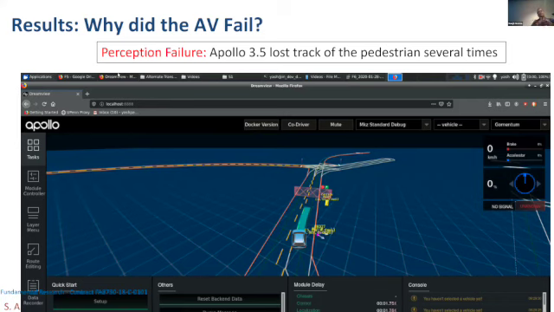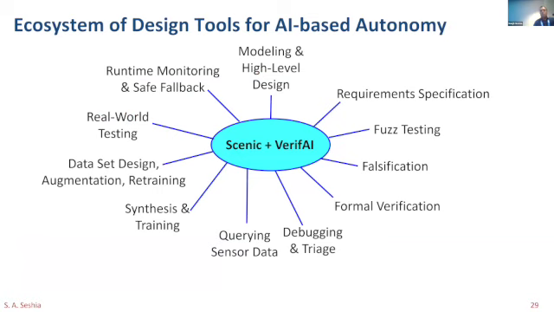Well, of course, you want to design the stack to be robust. So there should have been some prediction there, and I don't know what happened there. And there should have been some human intervention, and that also did not happen. So anyway, in all of these things, of course, there can be multiple levels of failure. But the point is, using these tools, we were able to do fairly efficient transfer of sim to real. So we now have an ecosystem of design tools around these open source tools, Scenic and VerifAI.